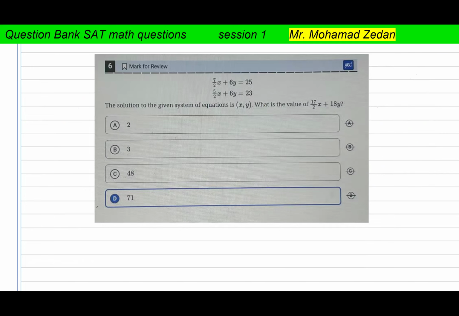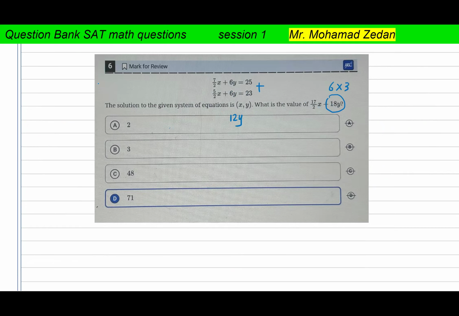This question, please. I have two equations: 7 over 2 x plus 6y is 25, and 5 halves x plus 6y is 23. The solution to the given system of equations is x and y. What's the value of this? What you can see here is 18y. But if you add the two equations, you get only 6 plus 6, which is 12y only. But 18y is actually 6 times 3.